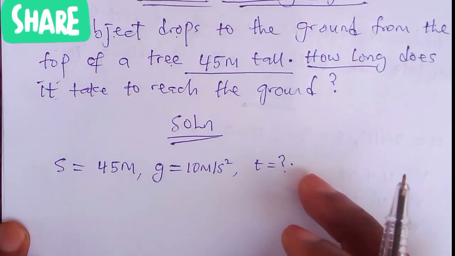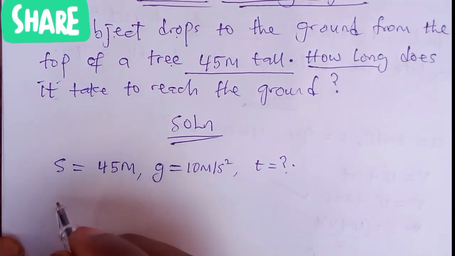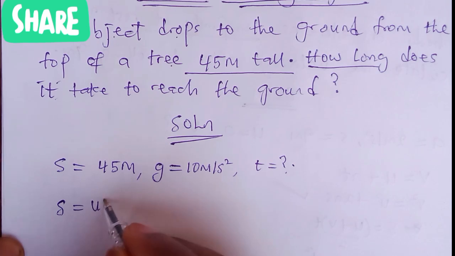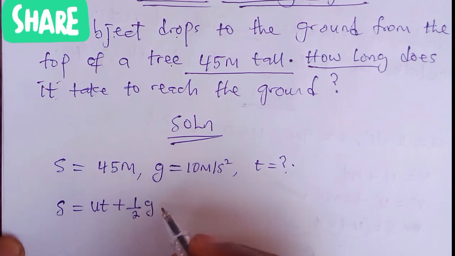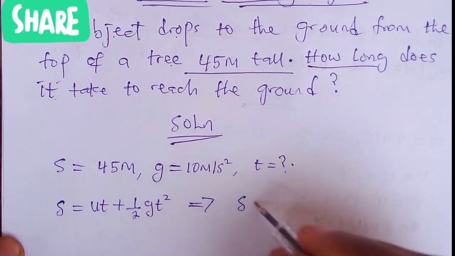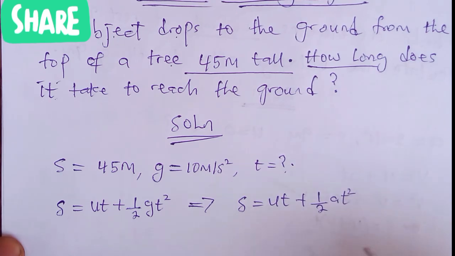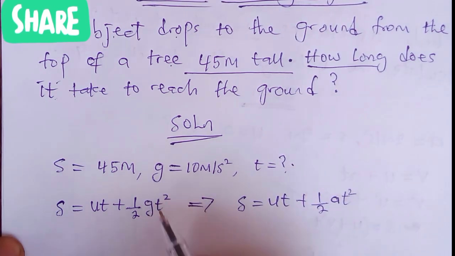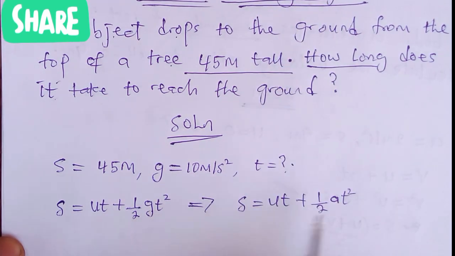That is time. To solve this, we're going to use this equation of motion, which is x is equal to ut plus half gt squared. Note, this equation was derived from this one, x equal to ut plus half at squared, where a is acceleration and g is acceleration due to gravity. Because the object is falling, the acceleration of the body is equal to the acceleration due to gravity.